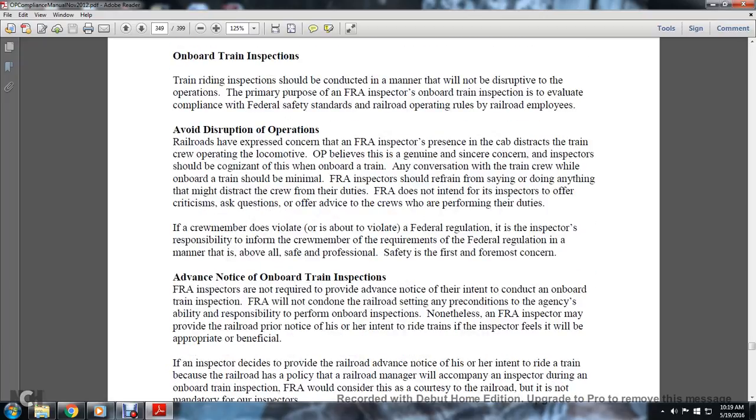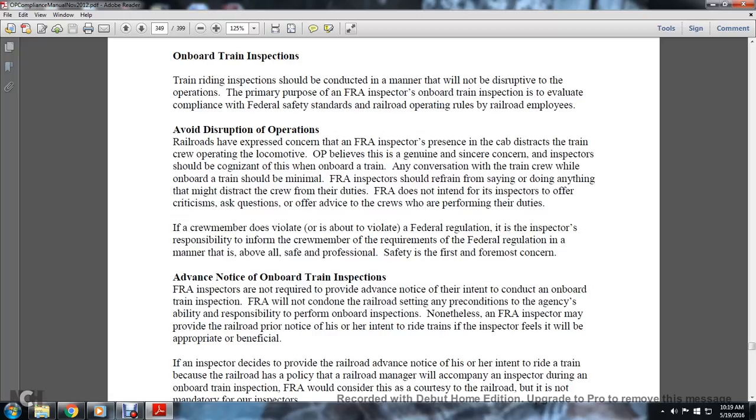Avoiding disruption of operations. Railroads have expressed concern about the FRA inspector's presence in the cab and the train crew's operating practice. The inspector should be cognizant of this when on board a train. Any conversation with the train crew while on board should be minimal. The FRA inspector should refrain from saying or doing anything that might distract the crew from their duties.